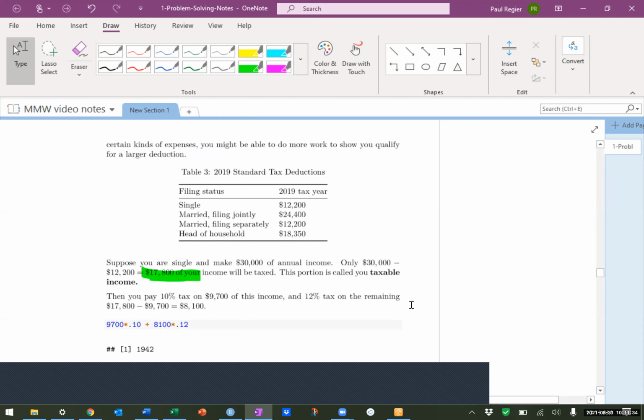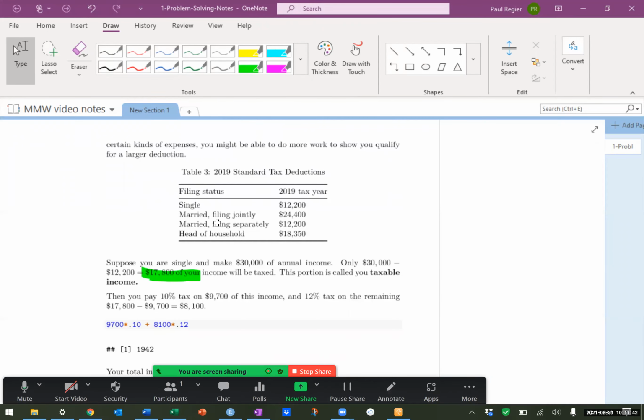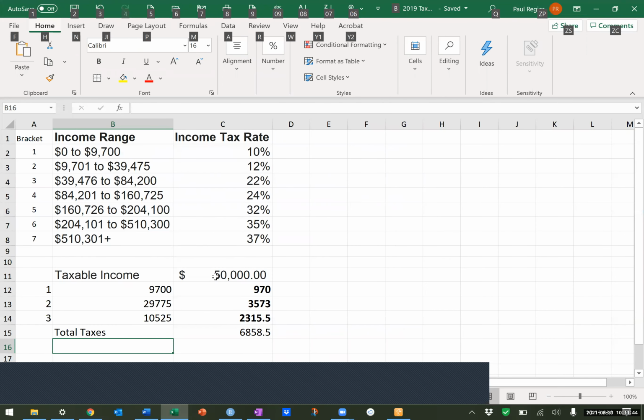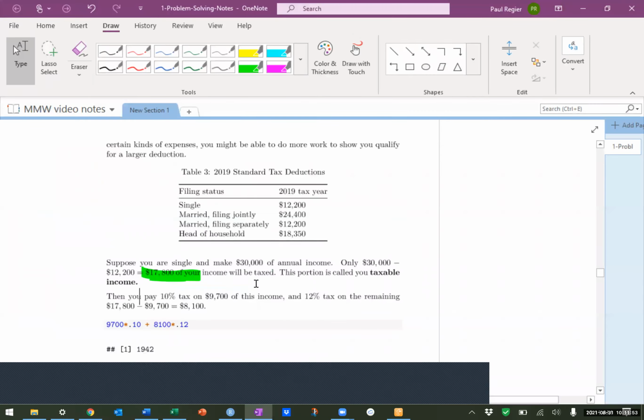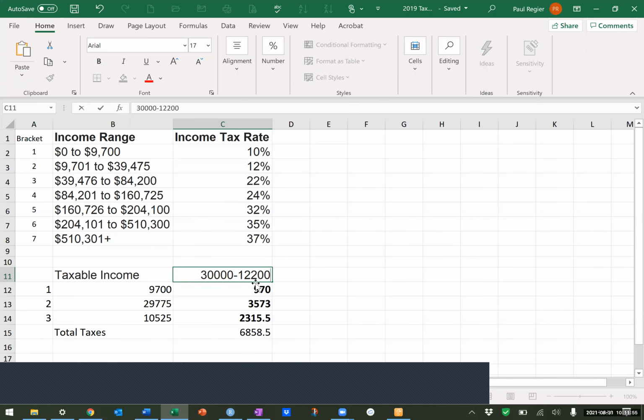So to calculate taxes by hand, let's go back to the table. If you have this table, it's super nice. You can modify it, okay? Maybe my taxable income is, what do we say, 30,000 minus your deduction, 12,200. That's what your taxable income is. If you hit an equal sign in front, it calculates it.